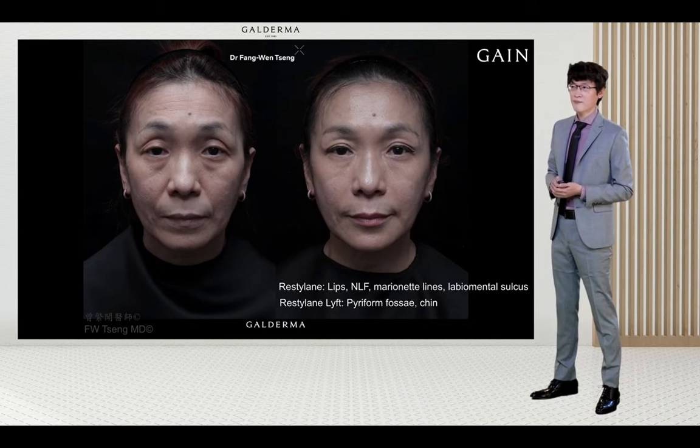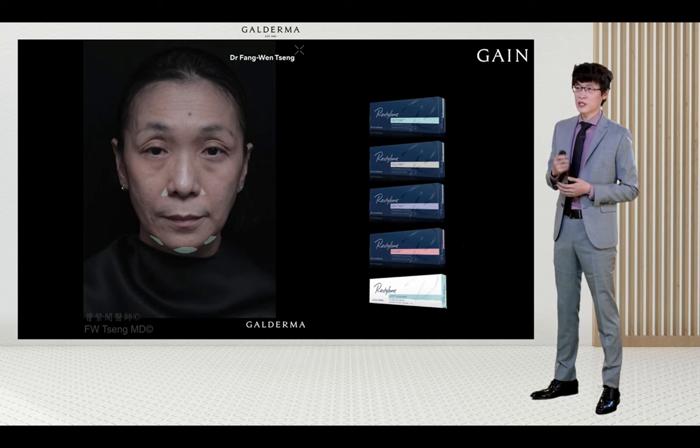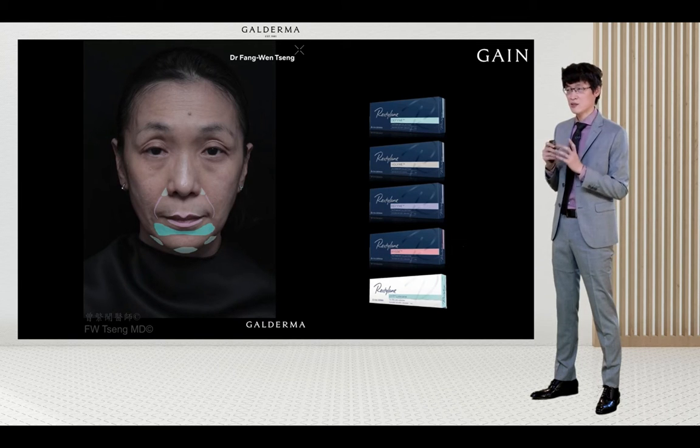And time flies by. A year later, this is the next time I saw this patient. This time we have OBT. So I still used Lyft to inject her piriform fossa and around her chin, but this time I used Defyne in her labiomental sulcus. I chose Refyne to inject her nasolabial fold, and I used Kysse in her lips. So OBT for soft tissue in this second treatment.